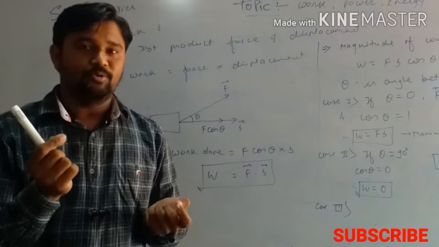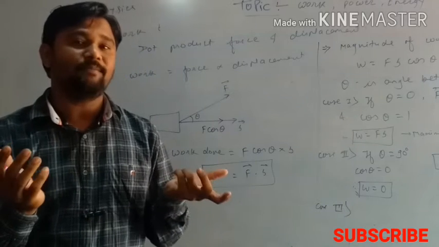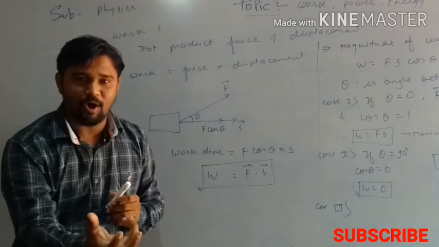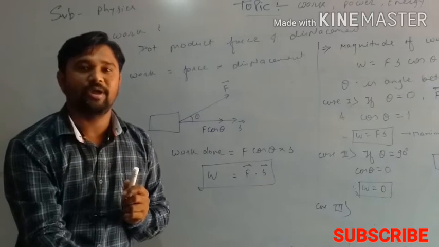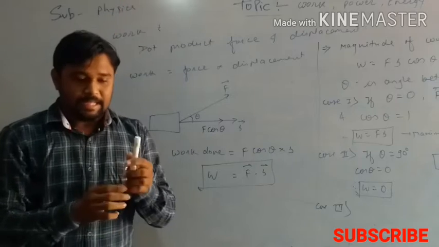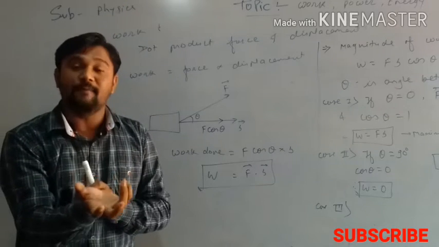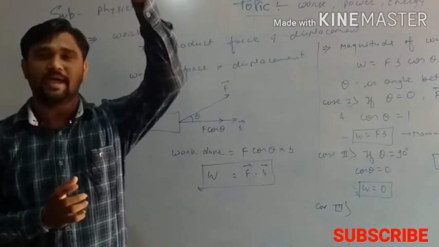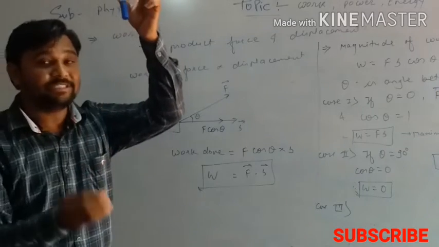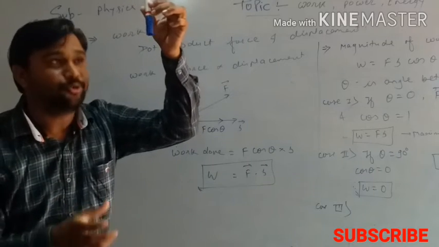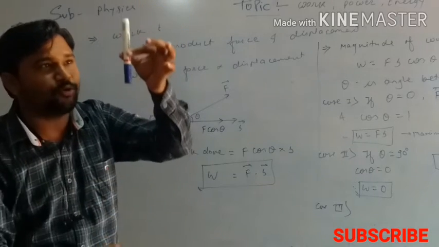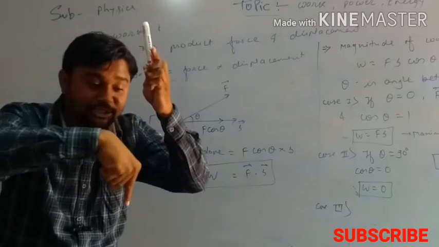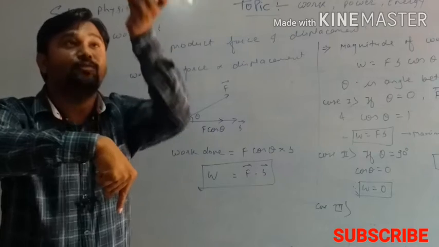You must have one question, sir: what type of work done is said to be negative? If I take a ball and throw it in the upward direction, thrown in upward direction by an applied force, that force I applied made the ball go up, but here the gravitational force exists. So the ball is going up in the direction opposite to the gravitational force. This means the direction of gravitational force is downward, and the direction of the ball's displacement is upward.